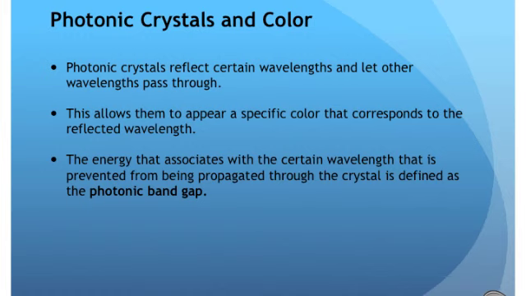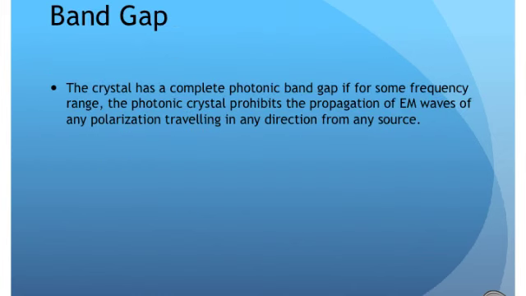So the photonic crystals reflect certain wavelengths and let other wavelengths pass through. This allows them to appear a specific color that corresponds to the reflected wavelength. The energy associated with the certain wavelength that is prevented from propagating through the crystal is defined as the photonic band gap.